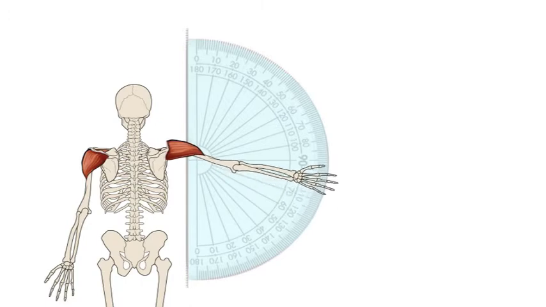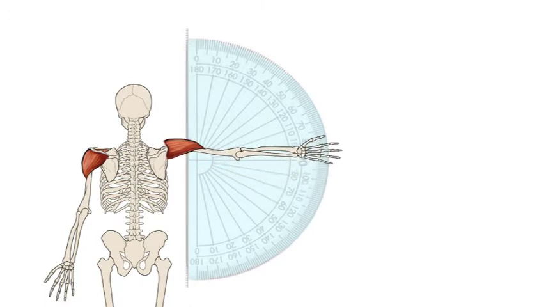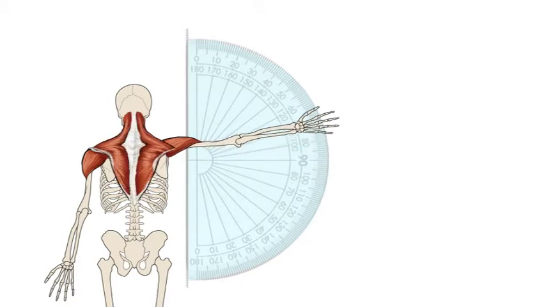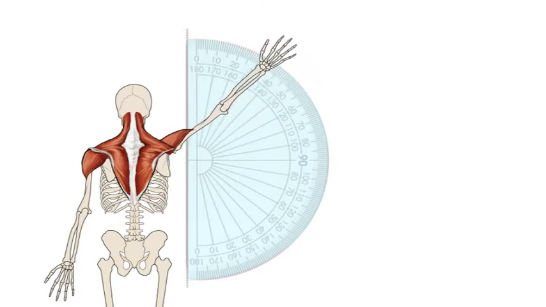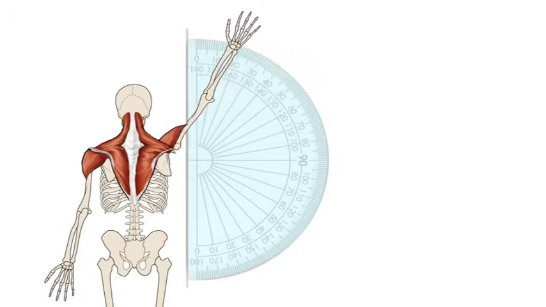The deltoid remains the primary force for raising or abducting the arm until it reaches approximately 90 degrees. The trapezius takes over for the deltoid after 90 degrees and provides the power for completing the abduction to complete the full 180-degree range of motion.